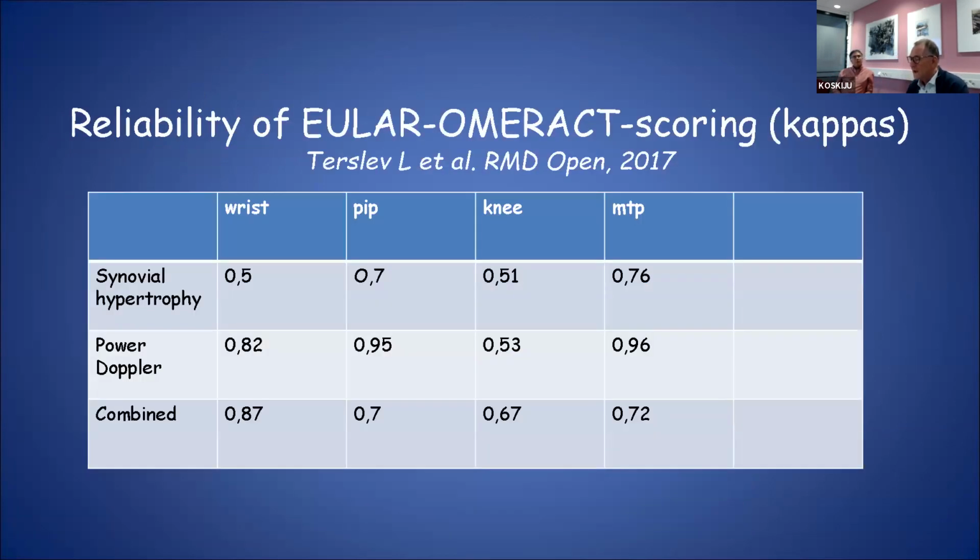They have examined the reliability with patients, and they have found relatively good kappa coefficients in wrist, PIP, MCP, knee, and MTP using this scoring, and Doppler and combined scoring goes like this. So we remember that about 0.5 or 0.6 is good. So they are relatively good reliability when you examine patients.